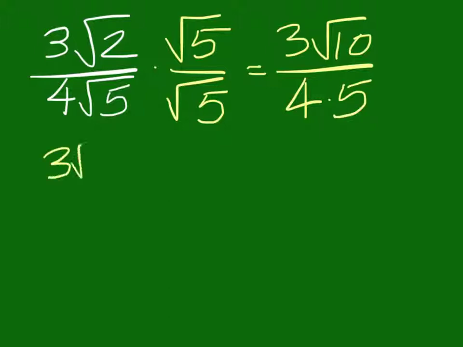Now simplify the bottom to get 20. And 3 over 20 cannot be reduced. And there is no perfect square other than one that goes into 10. Therefore, you can't do anything more to the problem.